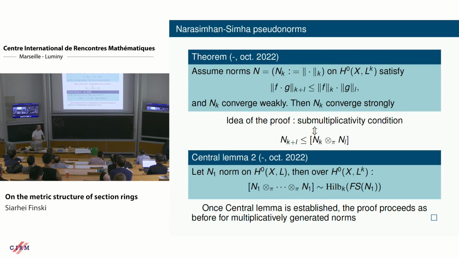And then if you were trying to play the same game and consider here the upper bound associated to all the same norms, it's quite clear that the proof will actually follow, as in the previous case, from the following central lemma. So now we are fixing a norm on the cohomology, we're constructing inductively a norm using the projective tensor product, and we want to prove that nothing changes. So it will be equivalent to the Hilp associated to the Fubini-Study.